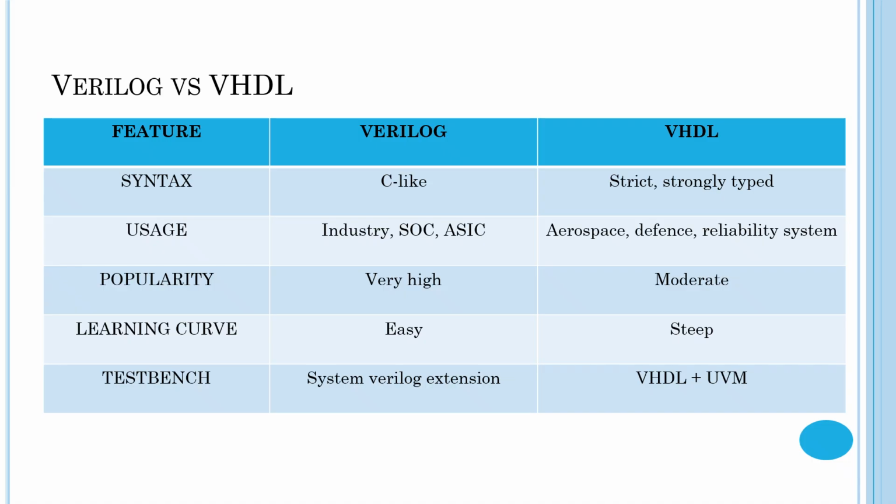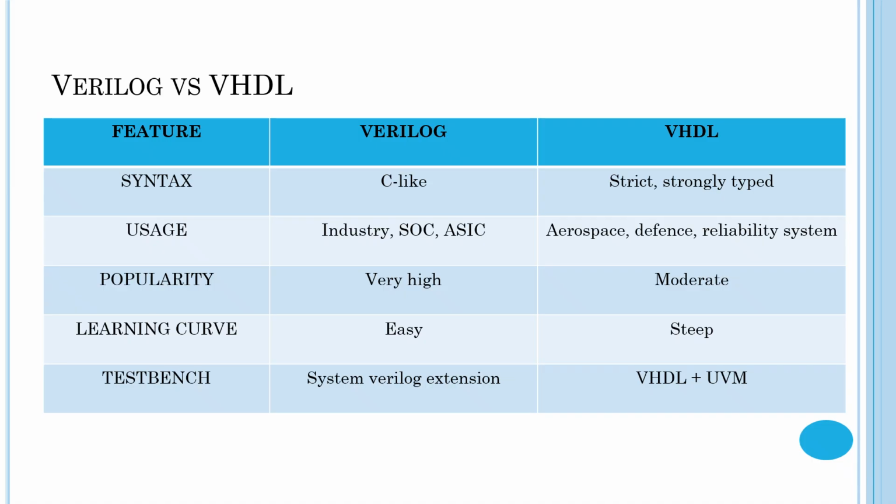Verilog is widely used in the semiconductor industry for commercial chip and FPGA development. Its coding style is more flexible, but at the same time, it allows the designer to make mistakes more easily because the language is not as strict.